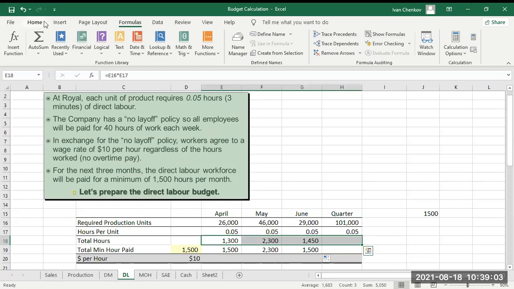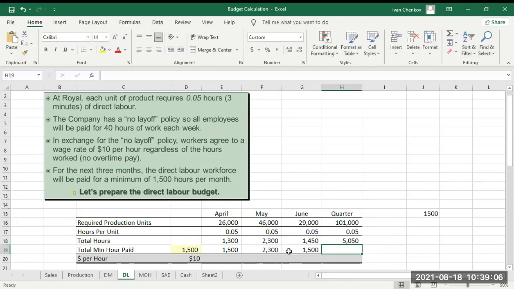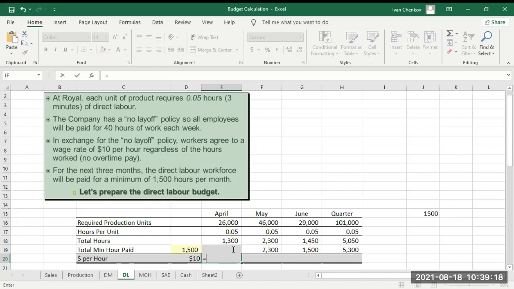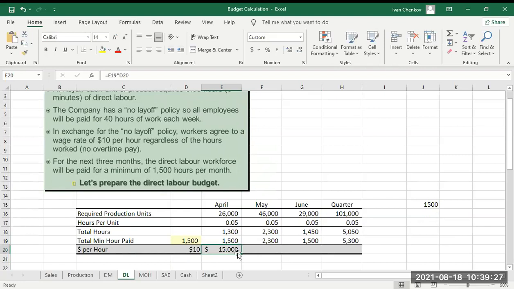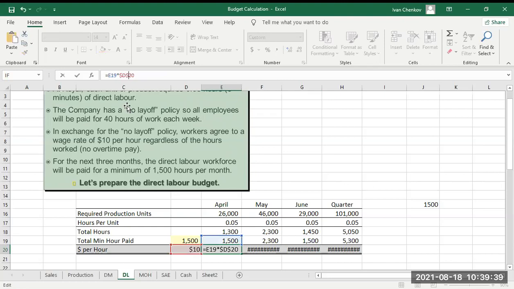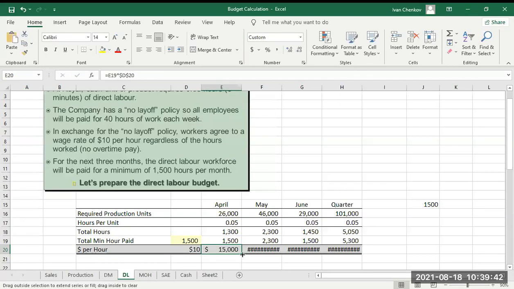So what's the total hours here? The total hours here will obviously be one number. However, the hours that we pay them will be a different number. Correct? So how much do we pay them per hour? We pay them $10. So how much do we have to pay in April? We have to pay this cell times $10. And I can drag this all the way to the end, correct? Actually, it's not going to work like this. I have to lock the $10 cell, and that will be more appropriate. Does that make sense?